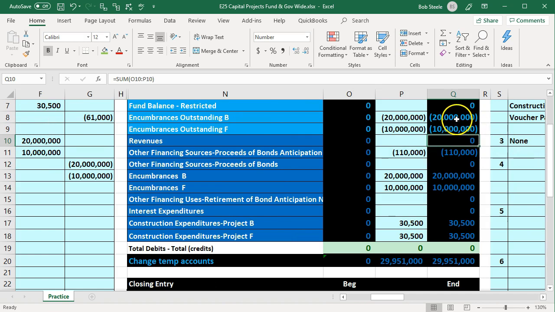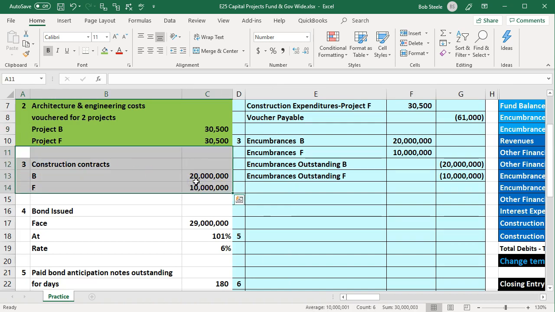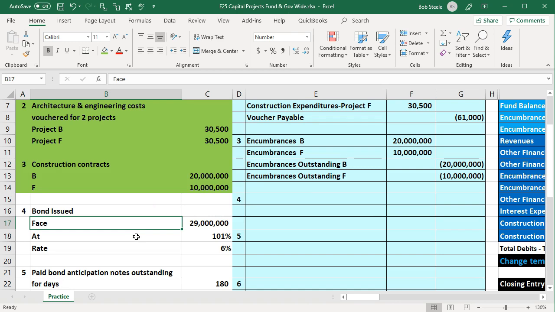So notice these will always be exactly equal and opposite, the encumbrances and the encumbrances outstanding. And we'll reverse this once we get to the actual recording of the expenditure. Back over to our data, we're going to highlight these items and say we have completed up to that point. We are now on number 4.